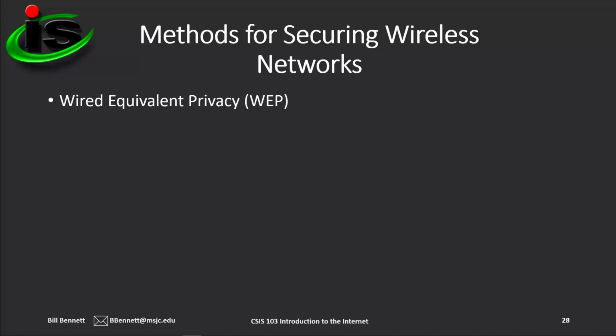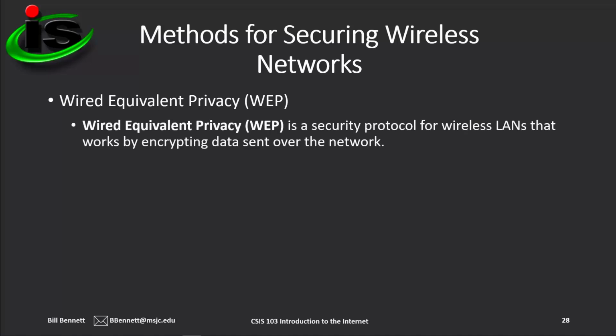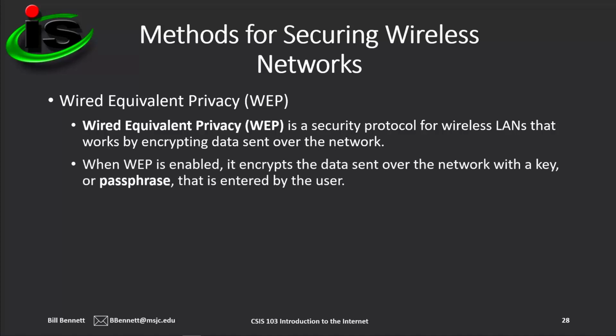One of the first methods used to secure wireless networks, Wired Equivalent Privacy, or WEP, is a security protocol for wireless LANs using Wi-Fi that works by encrypting data sent over the network. When WEP is enabled, it encrypts the data sent over the network with a 64-bit or 128-bit key, sometimes also called a passphrase, that is entered by the user.